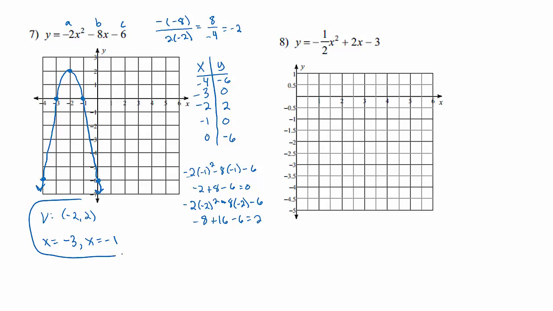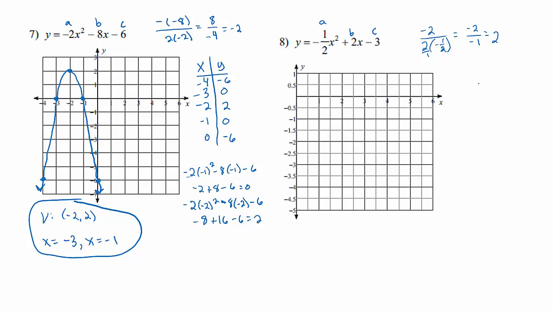On 8, we've got A, B, and C. And this one's a little tricky because we've got a fraction that's going to make things a little more difficult. When we look at this, we want to do the bottom first and say, what is 2 over 1 times -1 over 2, which is a -1. -2 over -1 becomes a +2. So that is the x value of our vertex.